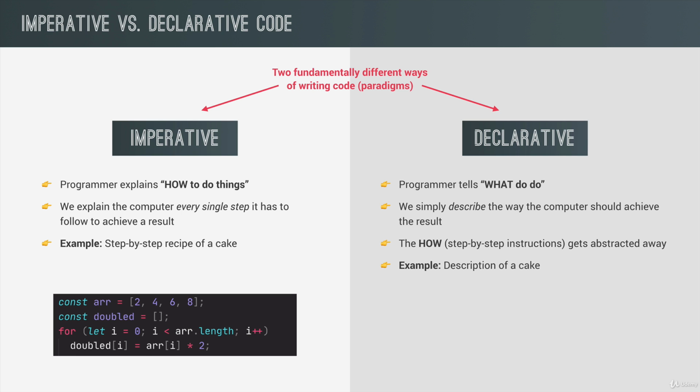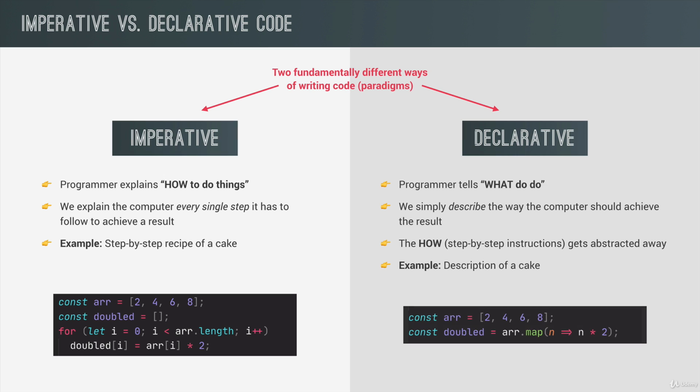Now coming back to the code example of duplicating the values in an array, this is how we do it in the declarative way. We have our array, and then we simply tell JavaScript that it should map the values in the array to a new array. And each of these values should be multiplied by 2.